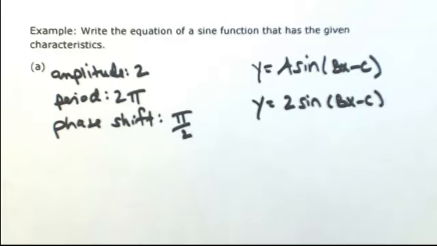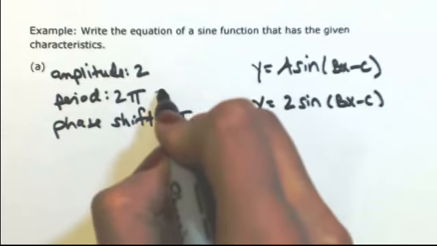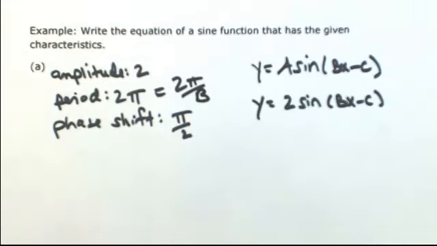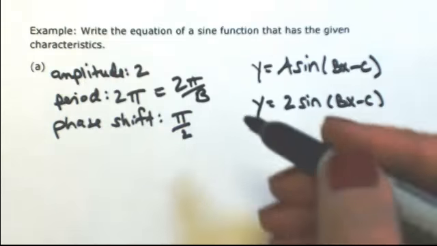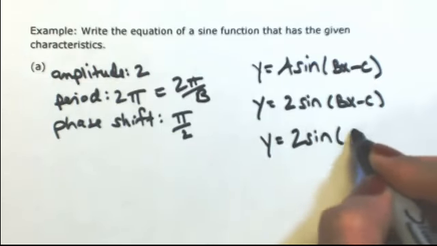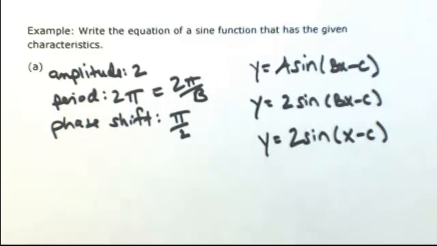The next thing I need to do is find the period. Well, the period is found by taking the original period of sine and dividing that by b. So since we end up with the same period, that means that the b would have to be 1. Okay, so there's no period change.